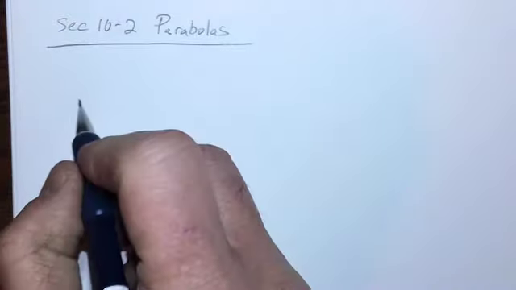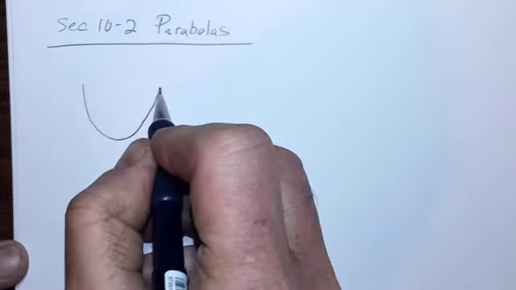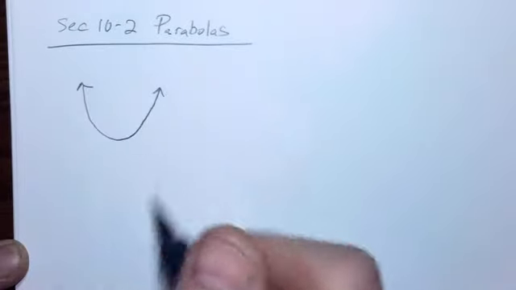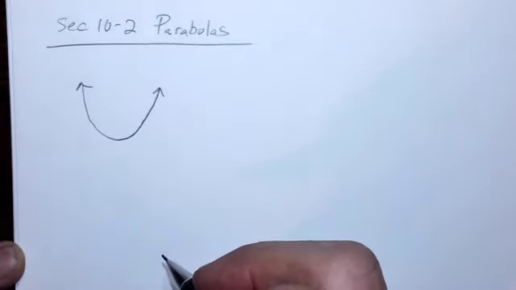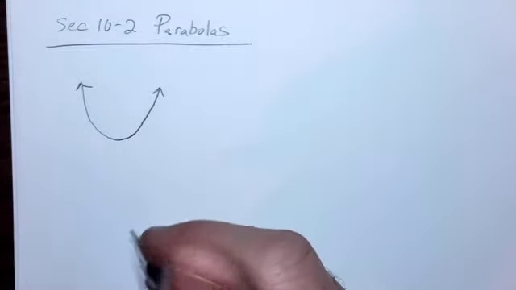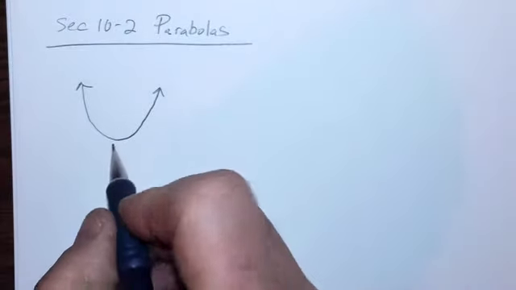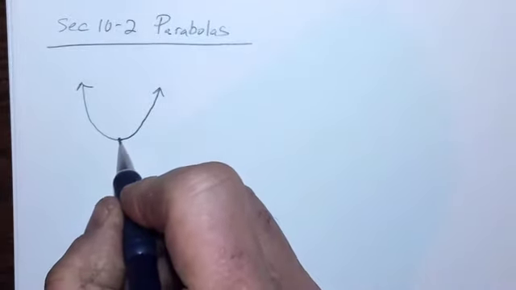Now we all know what a parabola is. We've seen them before. They're a thing that's shaped like that, right? And we know they have an equation and all of that. We're going to look at parabolas in a little bit different light. We're going to look at the parts of it first.